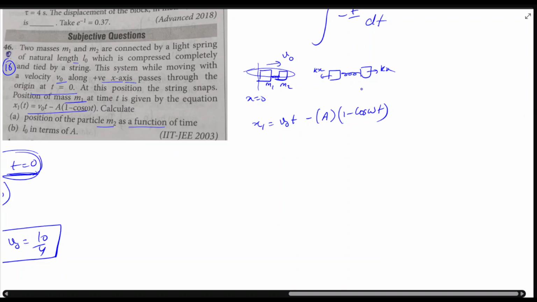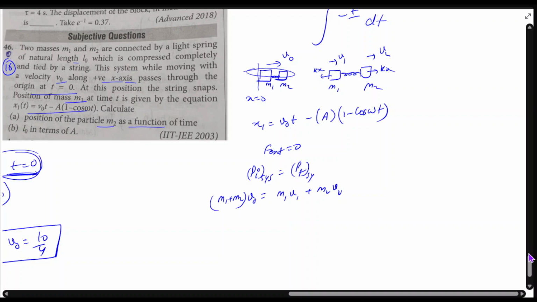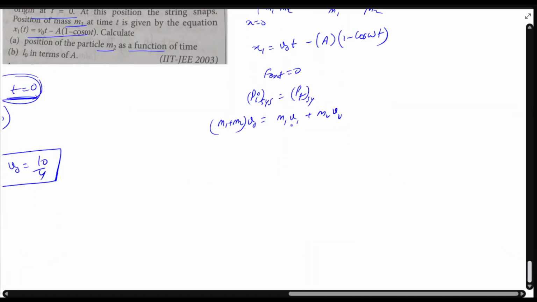Now look, as F external is 0, momentum must be conserved. So we'll say initial momentum of the system must be equal to final momentum of the system. Initially it was (m1 plus m2) into v naught, right? The final momentum will be, let's say this has a velocity v1, this is m1, this is v2, this is m2. So we'll write m1 v1 plus m2 v2. Direction you don't have to worry about. The question will automatically give.